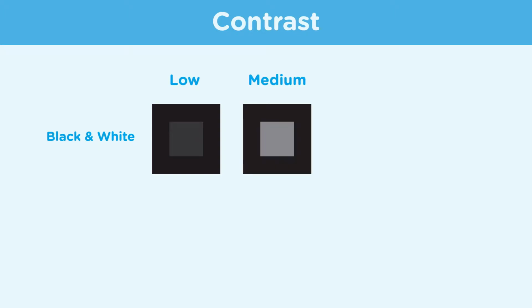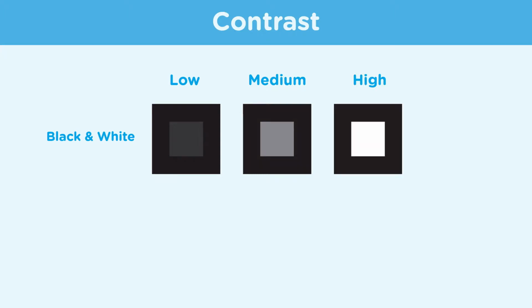Now, something that has medium contrast would be something that has a medium value, something like a middle gray, on top of something that has a very dark value or very light value like black or white. Now, something that has a high amount of contrast would be something that has a high value, something like white, on top of something that has a very low value like black, or vice versa.